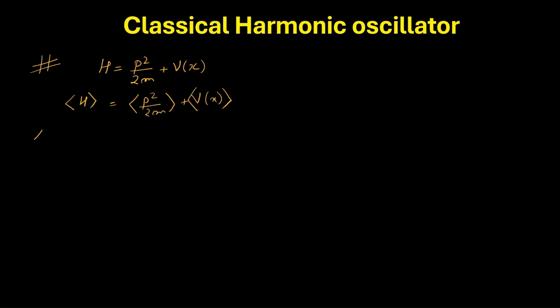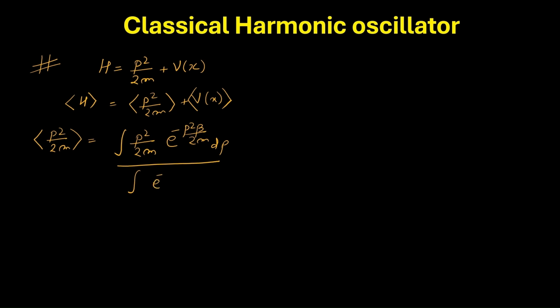So the average of this kinetic energy term will be equal to integration p squared by 2m into the probability distribution. So it will be e to the power minus p squared beta by 2m dp. And at the denominator, we'll have the partition function in continuous form. So e to the power minus p squared beta by 2m dp. So we have to calculate this integration.